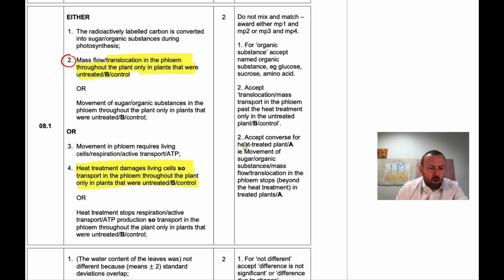Things that are also worth saying, which I mentioned but maybe didn't put in my answer, is that the radioactive labeled carbon is converted into sugar during photosynthesis in the leaves. We can also say that the phloem requires living tissue or living cells, and so on. Okay, let's look at 8.2.